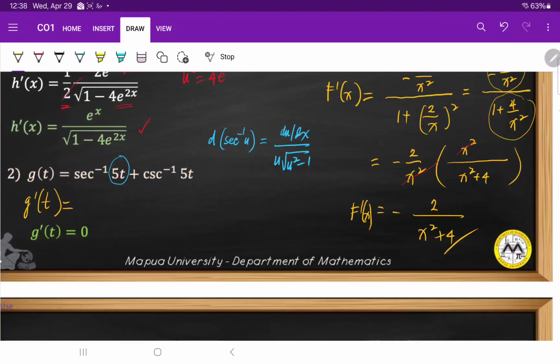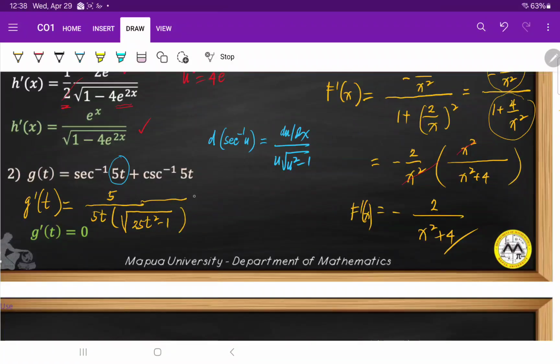So, what is the derivative? You have 5 over u, which is 5t, times u square. So, 25, should be the square root. So, it's the square root of u square, 25t square minus 1.